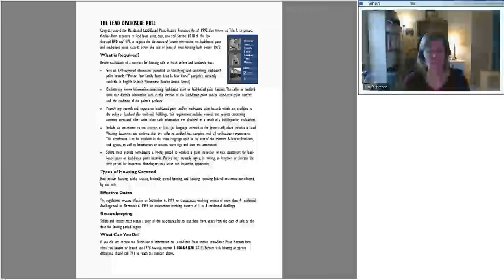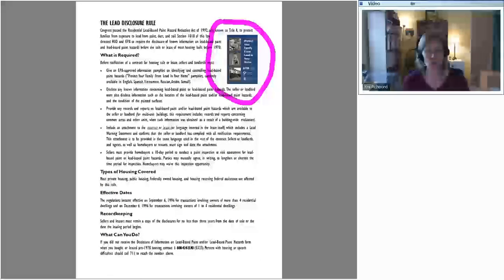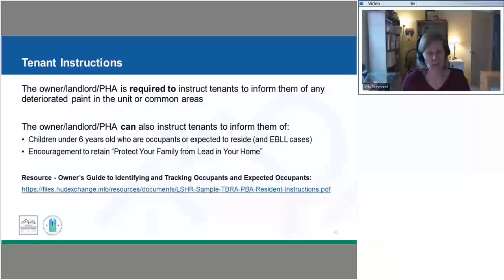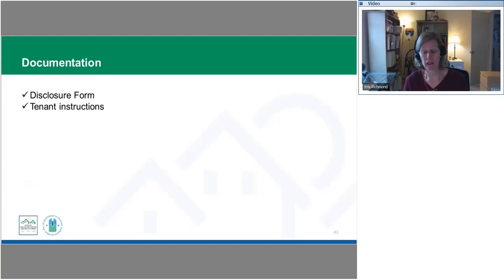pamphlet. Let's see here, this pamphlet here, because in the pamphlet it actually provides some good tips on how you maintain a home that's pre-78. It talks about different cleaning, how to be able to keep dust under control, how to keep it safe for your family. And again, we list the resource here on tracking occupants and expected occupants. All right, so here's the documentation required for that disclosure step. We would have a copy of the disclosure form, making sure that it has proper signatures, that it's been dated properly, and then that there's tenant instructions about how they should be reporting deteriorated paint.